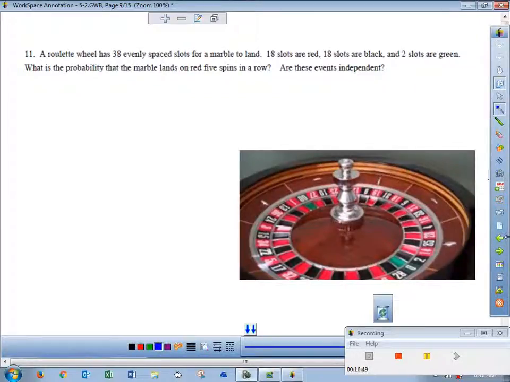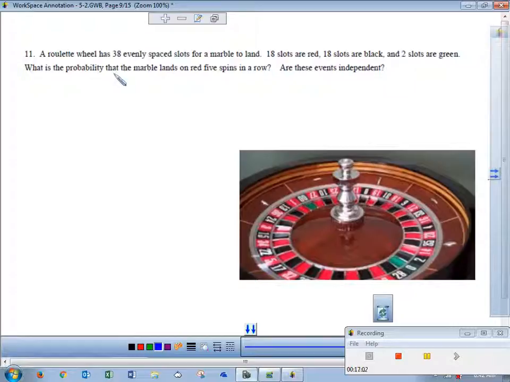All right, a roulette wheel has 38 evenly spaced slots for a marble to land, as you can kind of see here. 18 slots are red, 18 slots are black, and 2 slots are green. So there's your 38 slots. What is the probability that a marble lands on red 5 spins in a row? So 5 spins in a row.